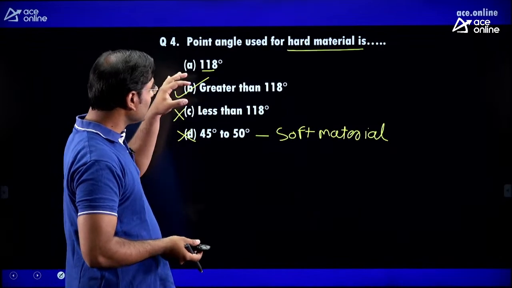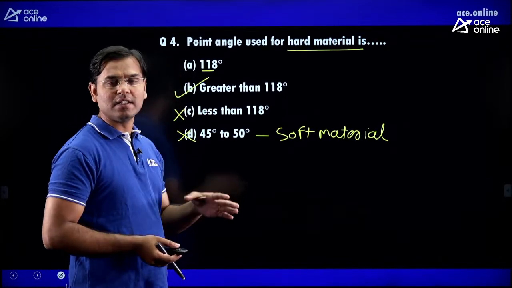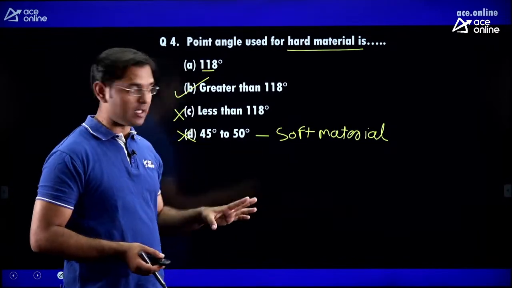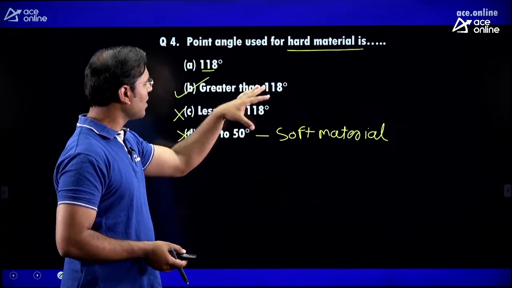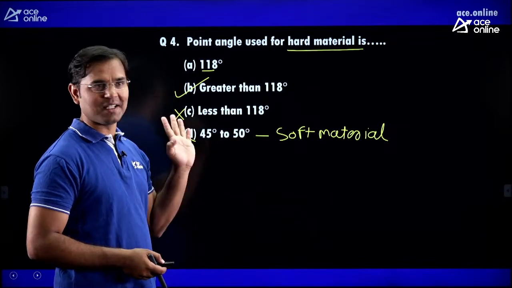If option B, greater than 118 degrees, is not available here, then the standard point angle is 118 degrees, and we can select that option. But the more correct option here is B, where for hard material we are using an angle greater than 118 degrees.